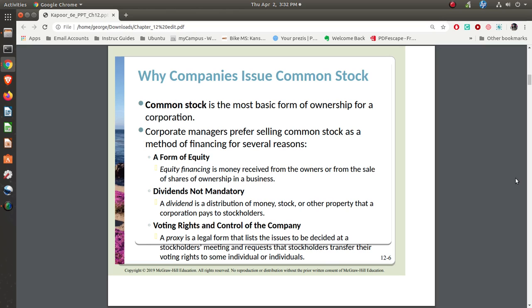Now, dividends are declared by the board of directors, but they do not have to pay them. There are going to be times when companies say, you know what, we don't have much in the way of profits. We're not going to declare a dividend at this point in time.